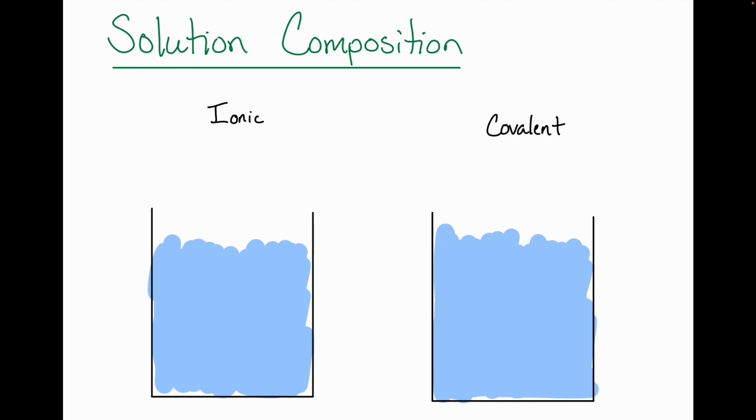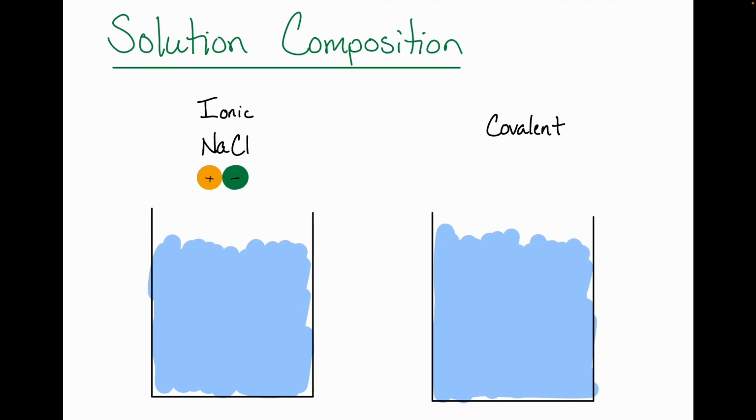For our ionic compound, we're just going to use as an example here NaCl. And I'm going to picture my sodium atoms in orange and my chloride ions in green. So in orange here, I have these positively charged sodium ions. And in green, I have these negatively charged chloride ions.